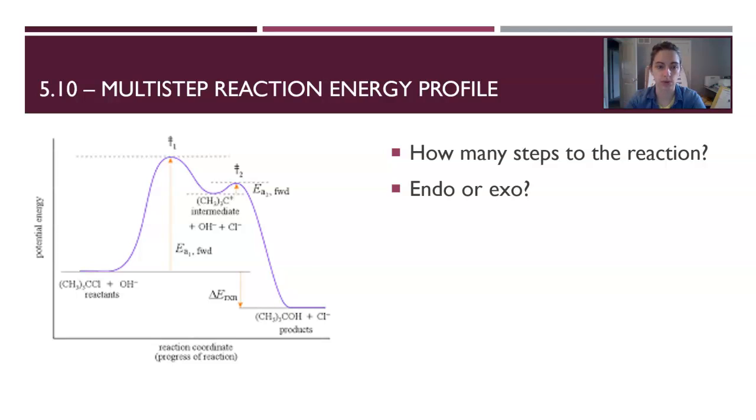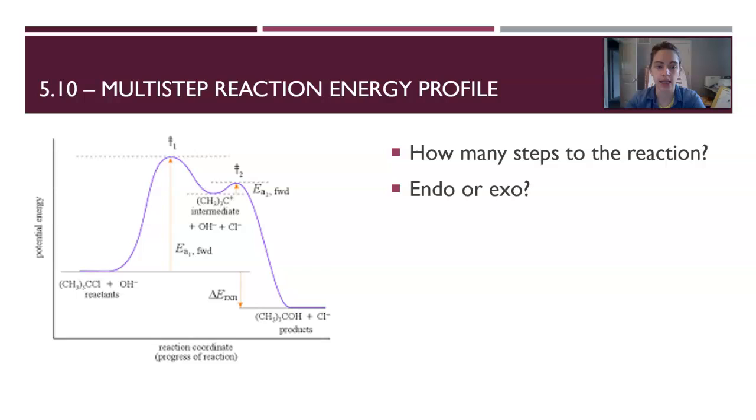So the first step is represented by the first curve, and then it drops down to the intermediate, and then the second bump represents the second step of the reaction. If we compare our reactants to our products, the products are lower in energy, therefore this is an exothermic reaction.